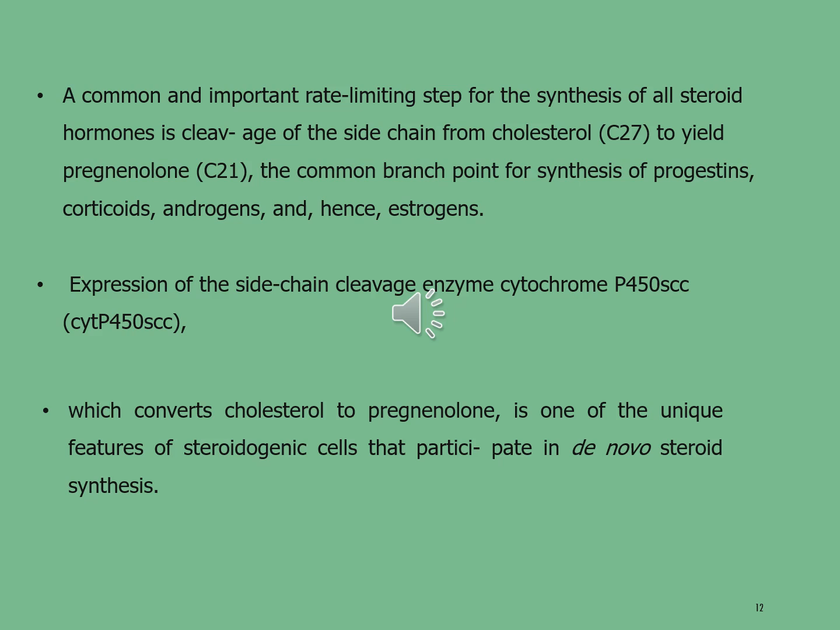The expression of the side chain cleavage enzyme, that is the cytochrome used for the cleavage of the side chain of cholesterol, P450 SCC, also written as CYP P450 SCC, which converts cholesterol to pregnenolone, is one of the unique features of steroidogenic cells that participate in de novo steroid synthesis.